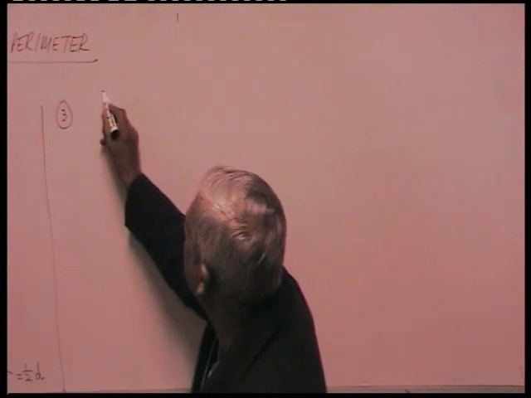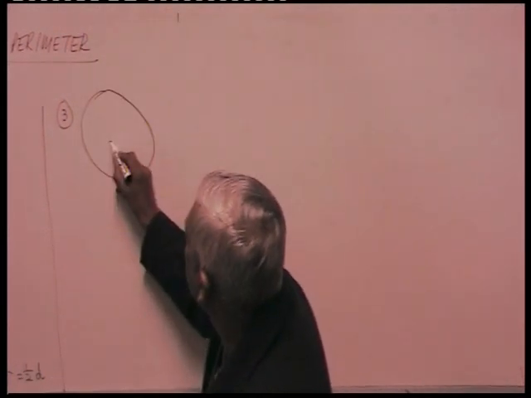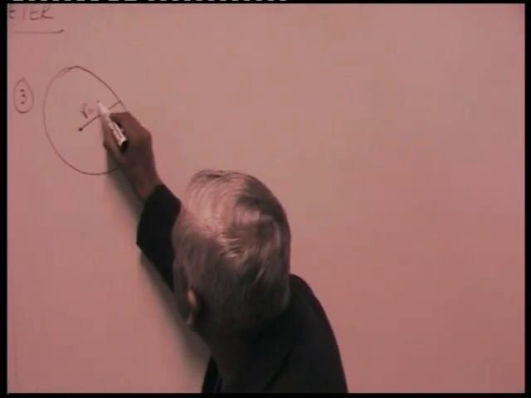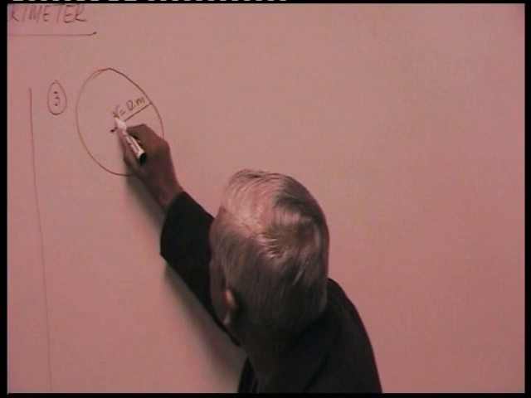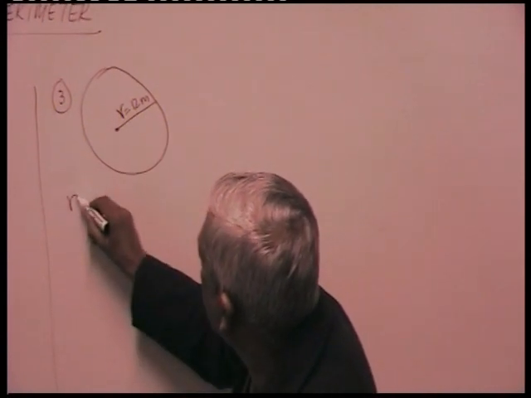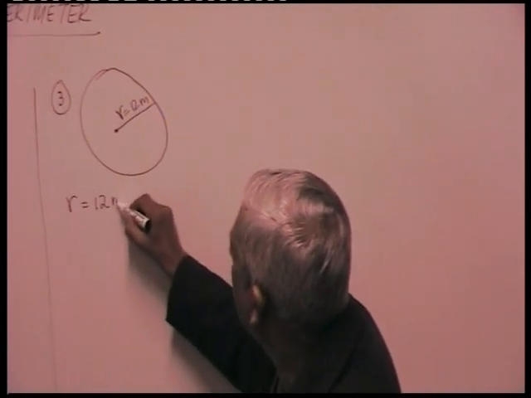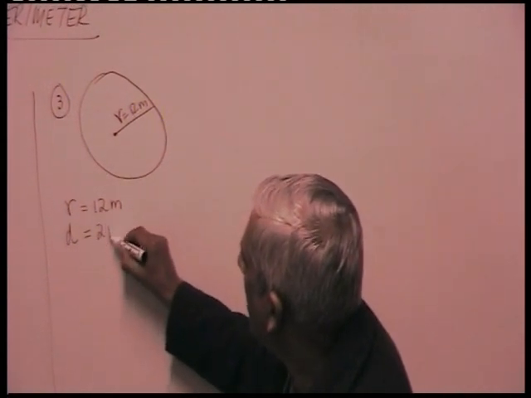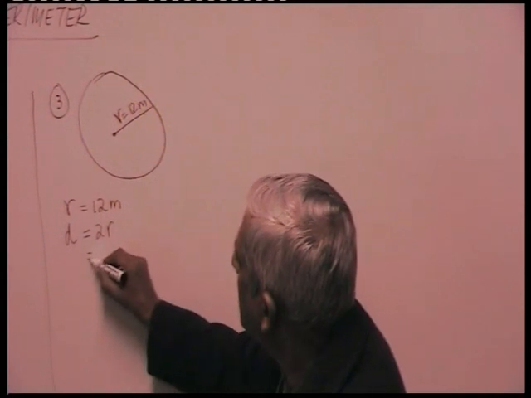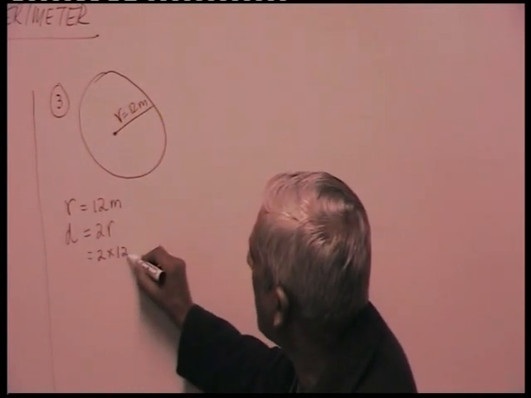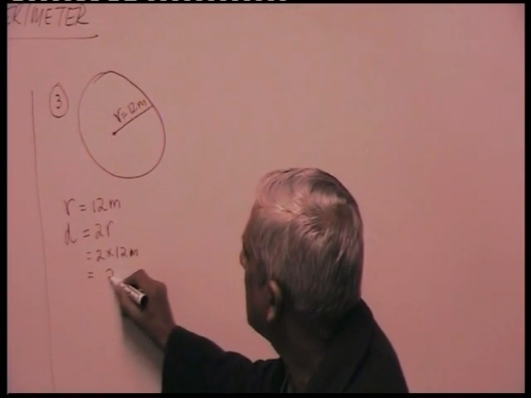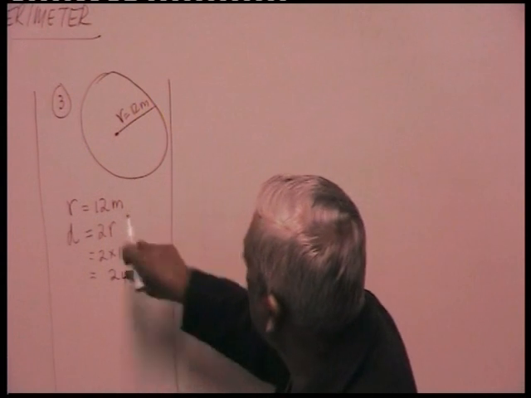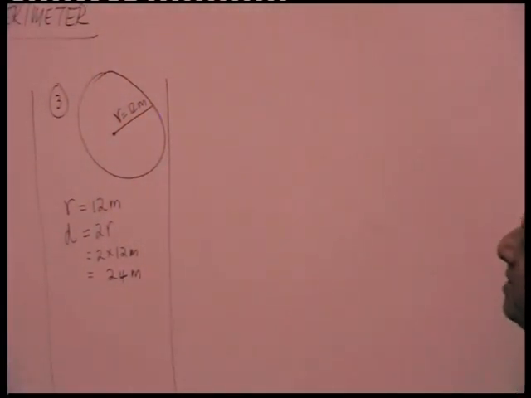Let's look at number 3. Here we have a circle. Don't worry about my drawing. And let's say the radius is 12 meters. So you can say that the radius is 12 meters and the diameter will be 2r, which is 2 times 12 meters, which is 24 meters. So if I give you radius, you must be able to find diameter.